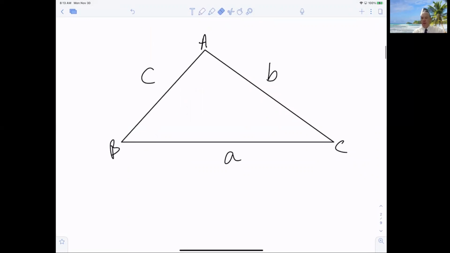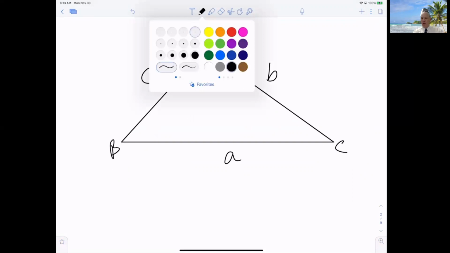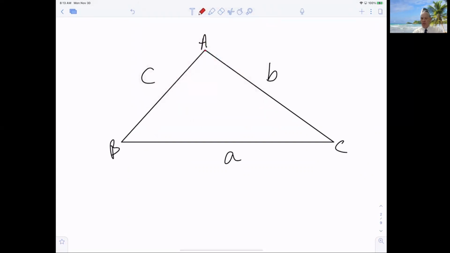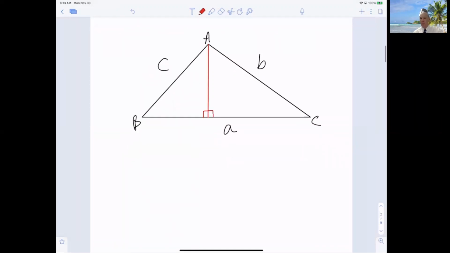Now, the next thing I'm going to do is draw the altitude from A. It could be from any side. Understand that that makes no difference. So what they figured out was this. Obviously, that creates two right triangles. So I am now going to call this the height.